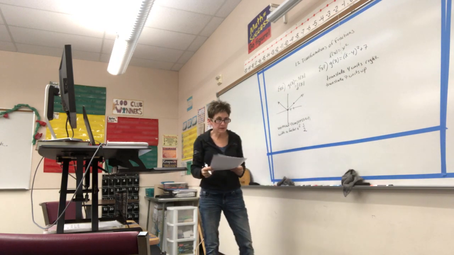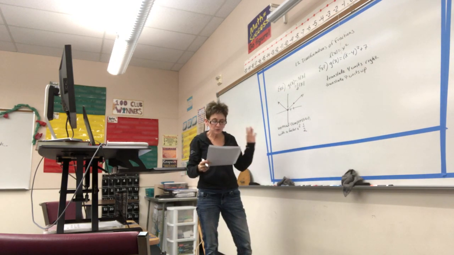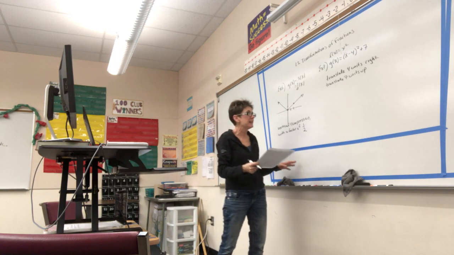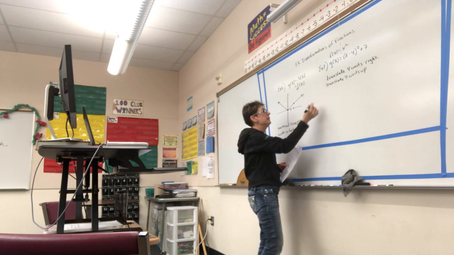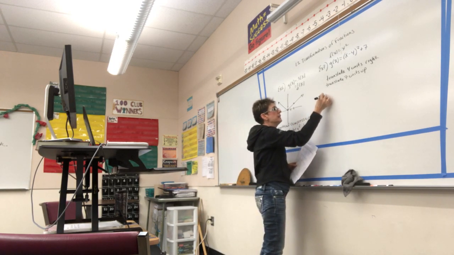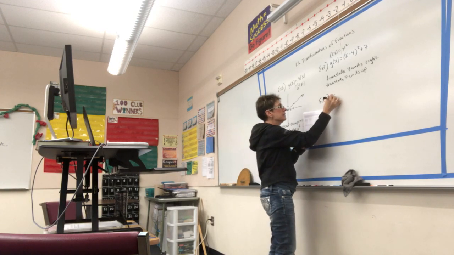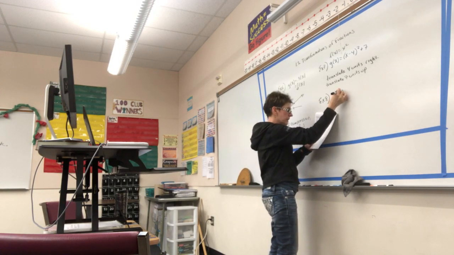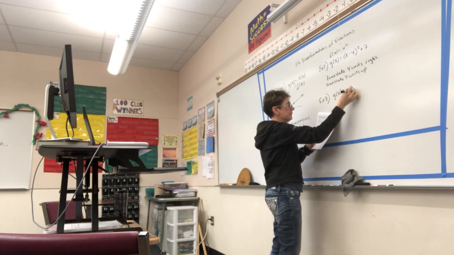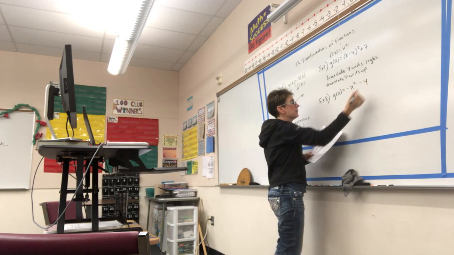You guys are doing awesome. Okay, I'm going to do one more example. I know this has been really fast. Hopefully you've been hitting the pause button a lot. Example 8. G of x is equal to negative x squared minus 4.